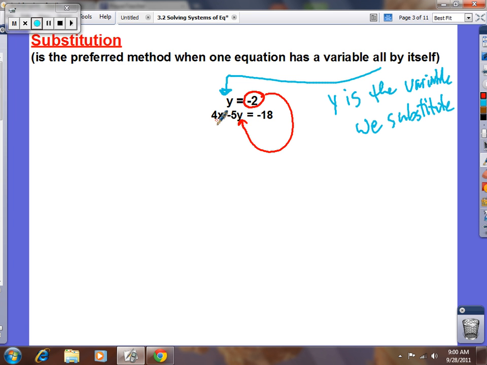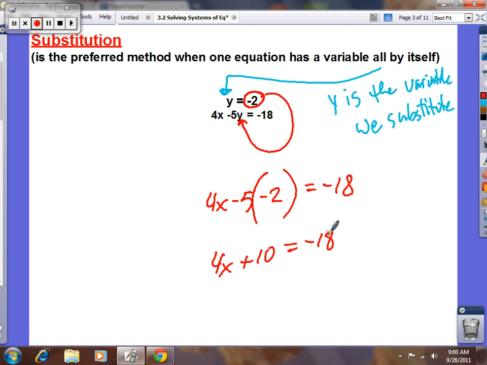So watch this. You're going to copy and paste 4x minus 5. What's the 5 doing to the y? Plus, minus, times, or divide? It's times, so I'm going to do parentheses. 4x minus 5 times y, but I'm not going to put a y. What am I going to put? I'm going to put a negative 2 because I'm going to trade them out. Equals negative 18. Now what that allows you to do is this just an algebraic equation? Solve it. Go. What's a negative 5 times a negative 2? So you got 4x plus 10 equals negative 18.